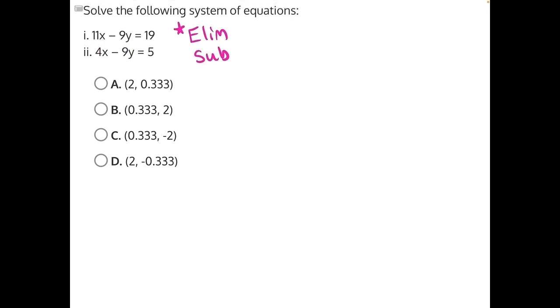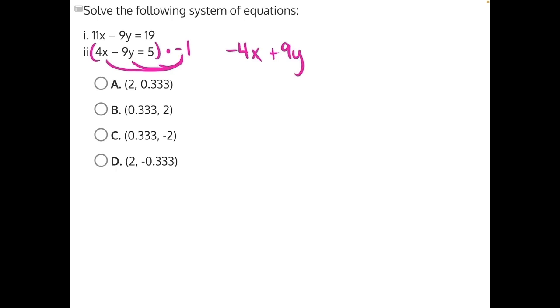So what I would recommend is the elimination method instead, because we do have two like variables that have the same coefficient. The only problem is they have the same sign, but we can fix that very easily by multiplying the entire equation by a -1, which is what we're going to do here. When we multiply this by -1, 4x will give us -4x. -1 times -9y will give us a +9y, and -1 times 5 will give us a -5.